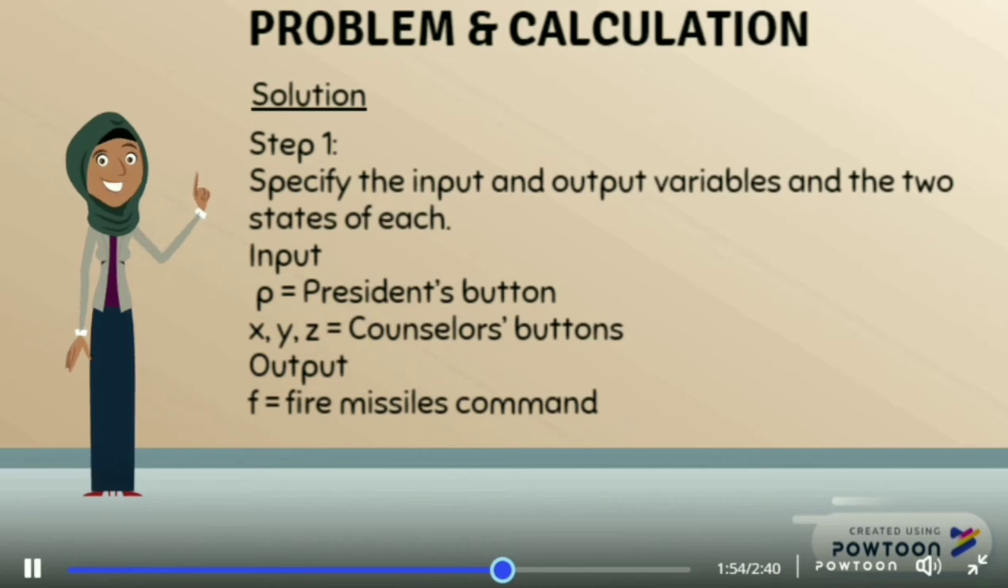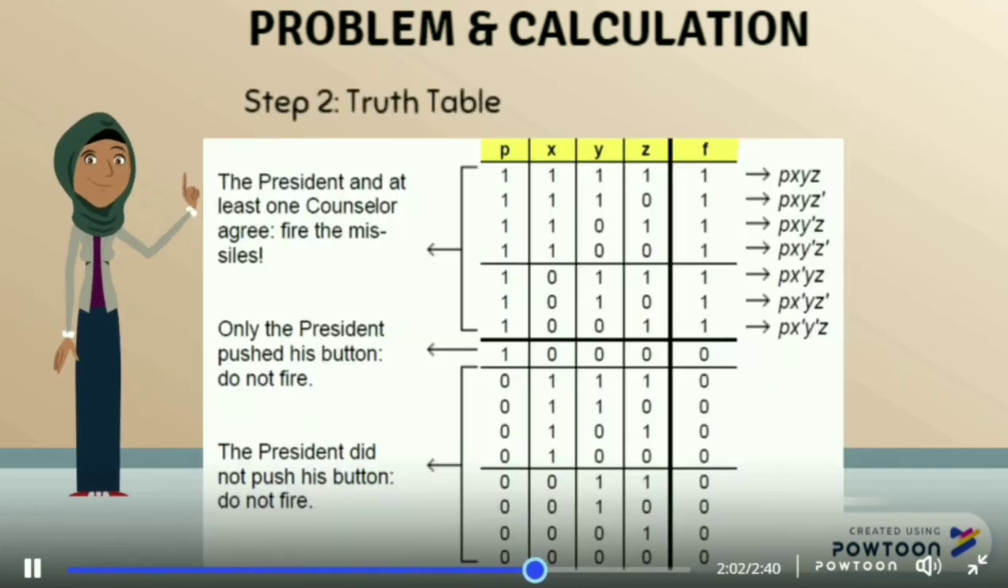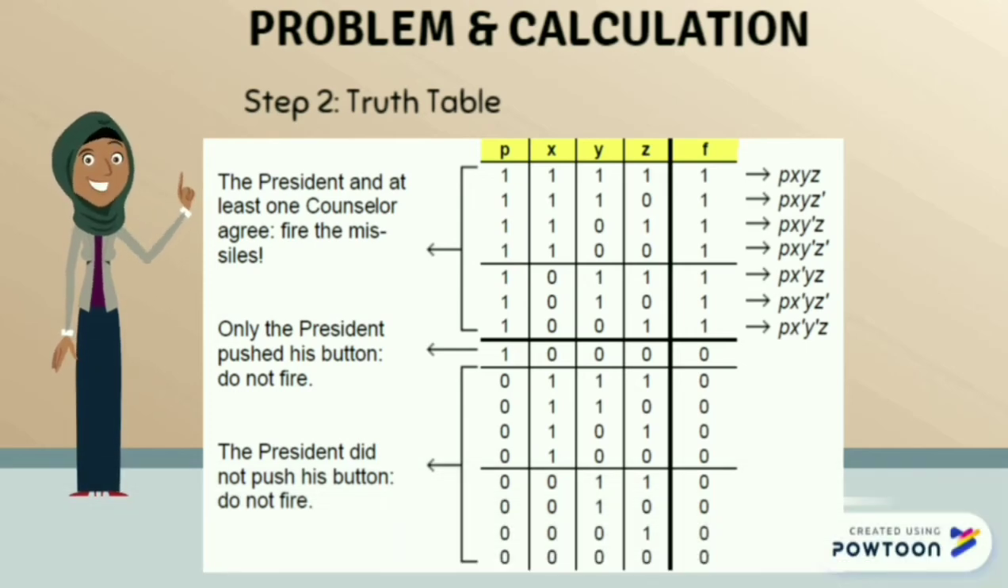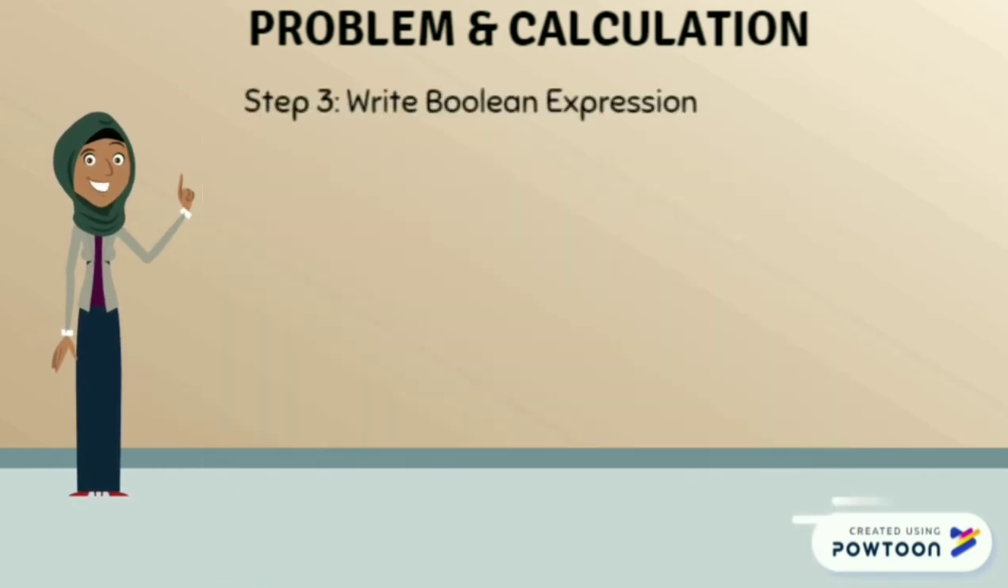Next, we need to construct the truth table listing all possibilities. From the truth table, we can observe that if the President and at least one councillor agree, the output is firing the missiles. While if only the President pushed his button, the output state does not fire the missiles. And if the President did not push his button, then do not fire. From the truth table, we can write a Boolean expression like this.